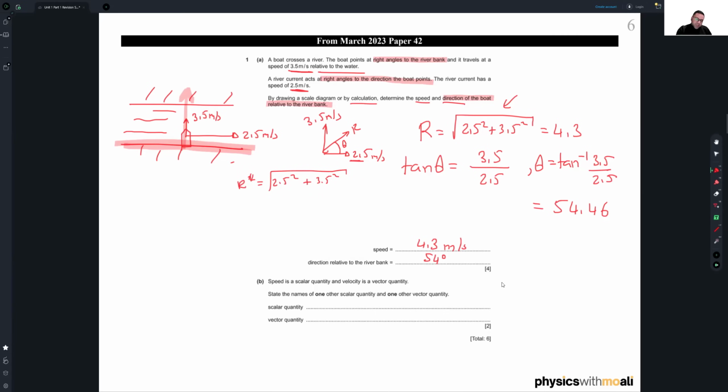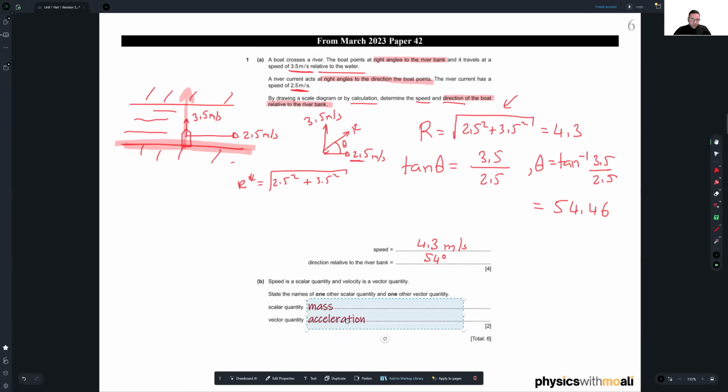Next up. Speed is a scalar. Velocity is a vector. State the names of one other scalar and one other vector. Okay. We have a big list, but let's not cheat. What's another scalar? Obviously not speed. So let's use mass, for example. And for vector, let's use acceleration or force. They're both fine. I can't use speed and velocity because you already used them.